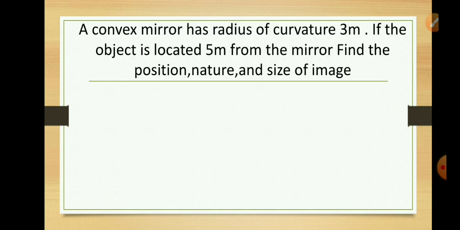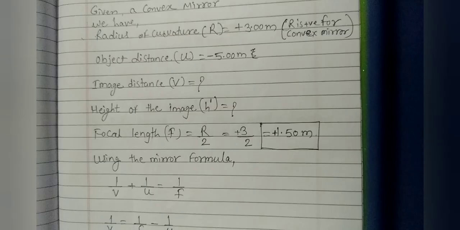See, the example is, a convex mirror has radius of curvature 3 meter. If the object is located 5 meter from the mirror, find the position, nature and size of image. So here the radius of curvature is given, that is 3 meter. Then the object distance is given, that is 5 meter, means from pole object is at 5 meter, and we have to find position, nature and size of image.